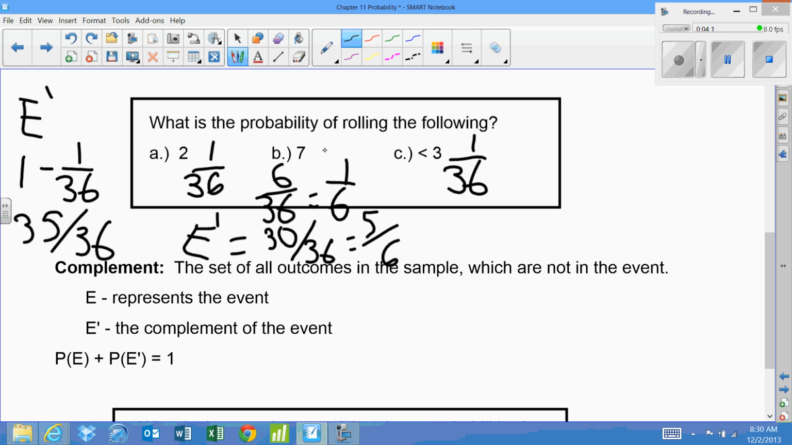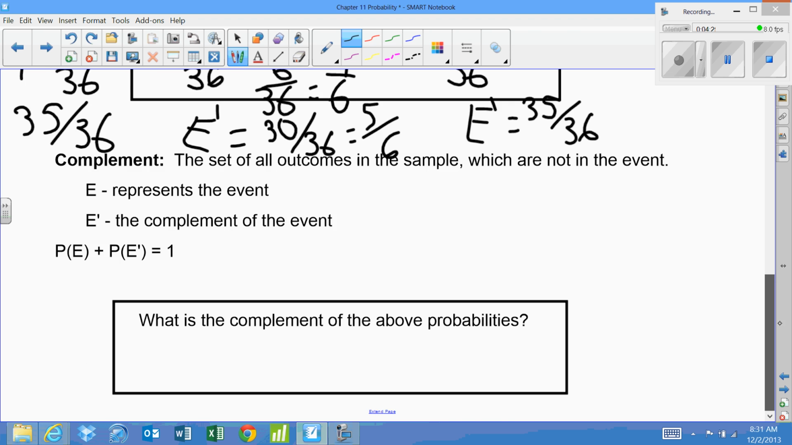So if we add up our E, which is our probability, and our E complement, or E prime, we should get 1. And then again, our A and C should give us the same probability. So if we subtract that, our E complement is going to be 35 out of 36. So our complement is anything that does not occur in our original probability.